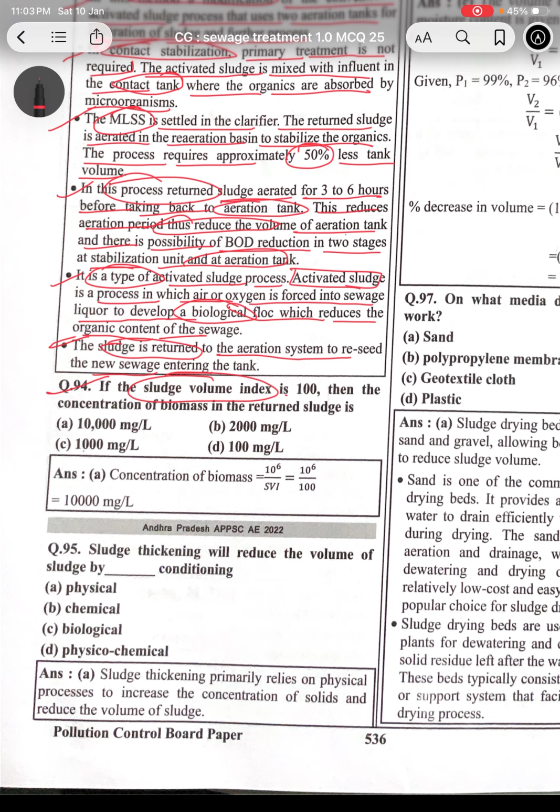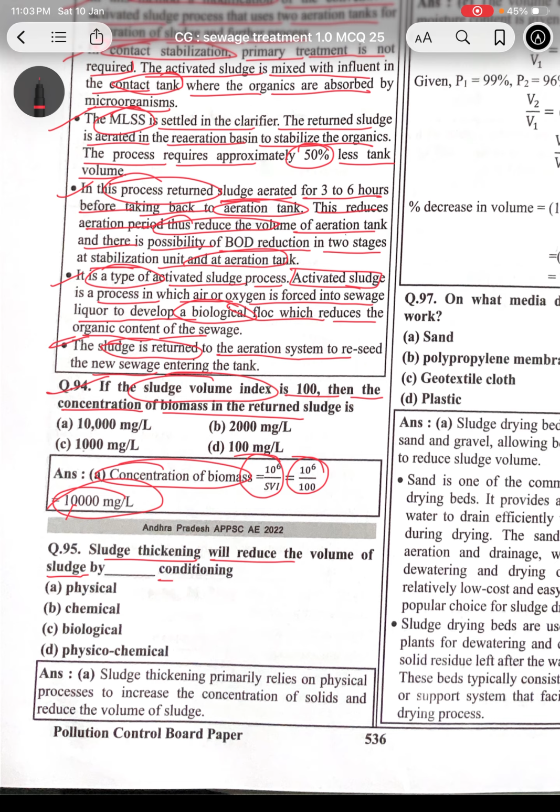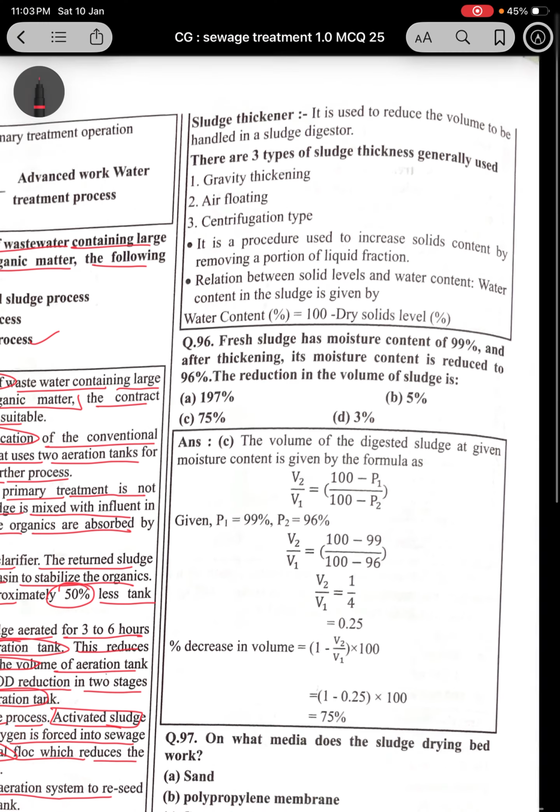If the sludge volume index is 100, then the concentration of biomass in the returned sludge is 10 to the power 6 divided by SVI, which is 10,000. Sludge thickening will reduce the volume of sludge by physical conditioning.